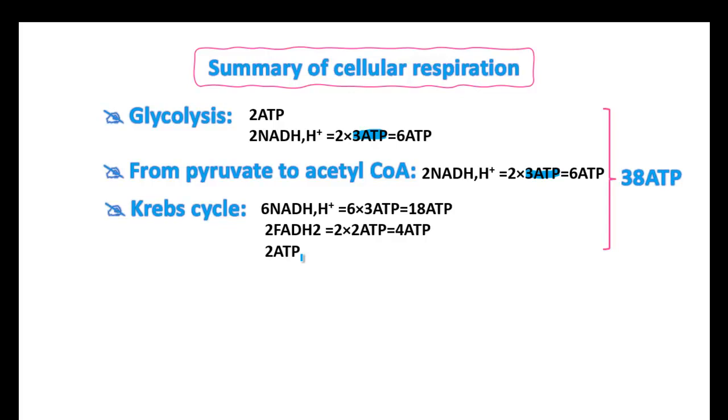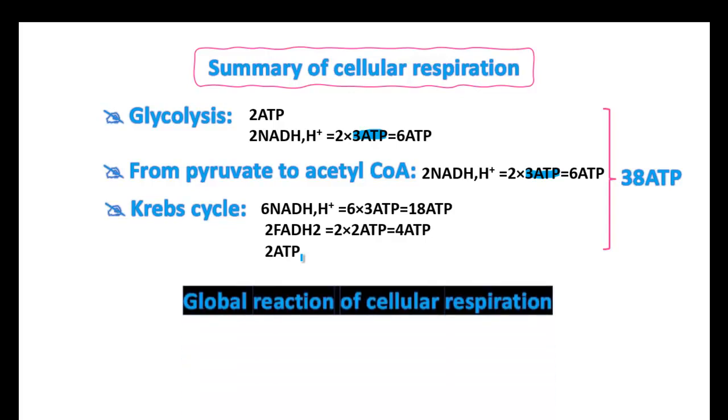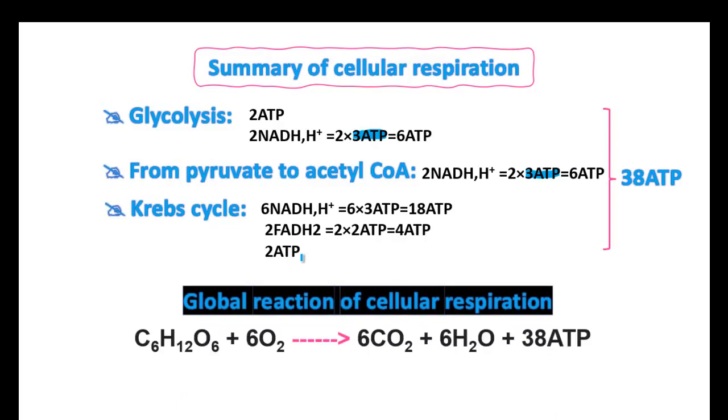Before ending this video, the last thing I want to mention is the global reaction of cellular respiration that you should keep in mind. So over here we have C6H12O6, which is the chemical formula of the glucose molecule, plus oxygen, and they are going to be converted into carbon dioxide and water and 38 ATP.